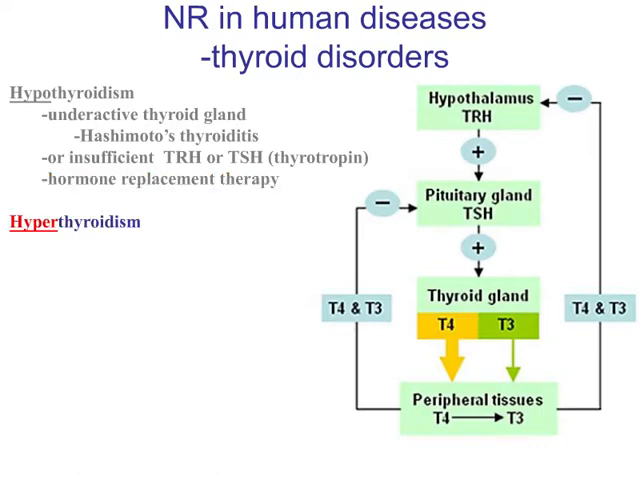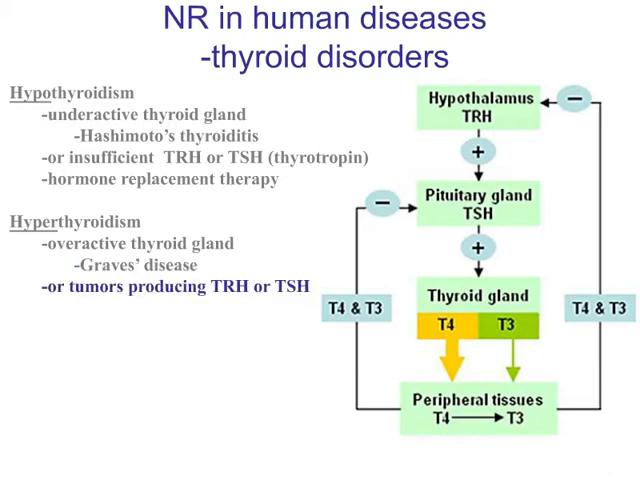Conversely, overproduction of thyroid hormone, or hyperthyroidism, causes accelerated oxidative metabolism, resulting in sudden weight loss, rapid and irregular heartbeats, sweating, nervousness, and irritability. The most common cause of hyperthyroidism is Graves' disease, which is an autoimmune condition in which autoantibodies to the thyrotropin receptor stimulate secretion of thyroid hormones.